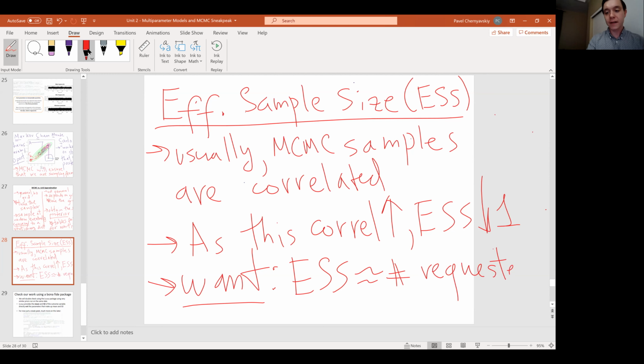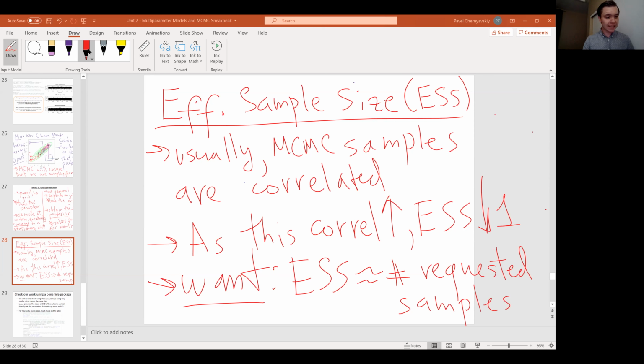Remember that I took 5,000 from each of my chains, and so I hope my effective sample size in my picture perfect case is near 15,000. I took 15,000. Let's look at what my effective sample size comes back as. 15,000. And it's actually a little bit higher for C. Why is it higher? How could it be higher than the number of samples that we actually requested?